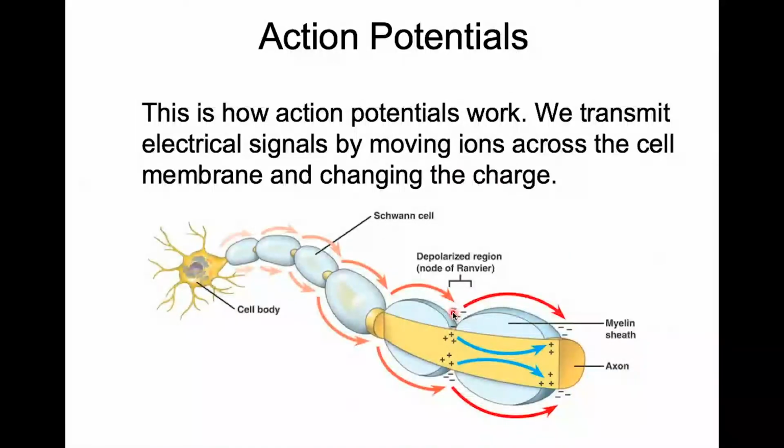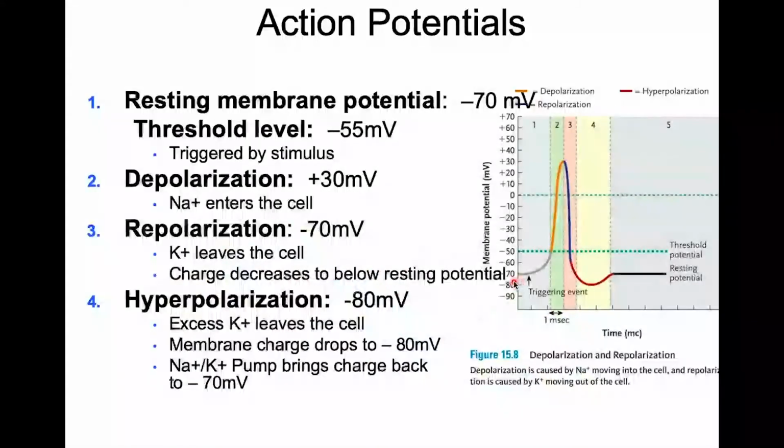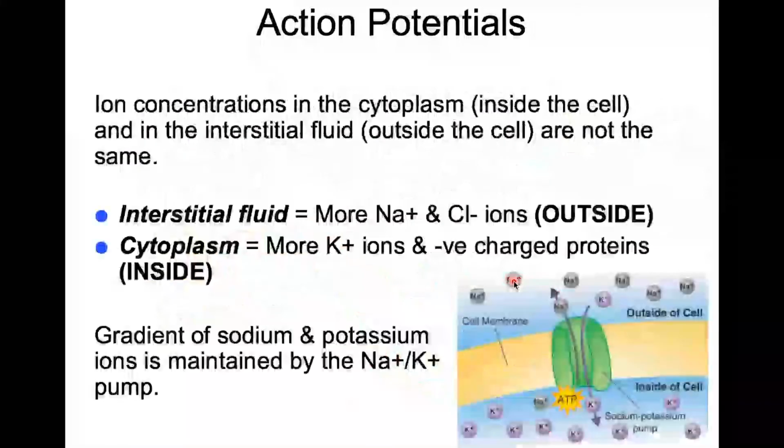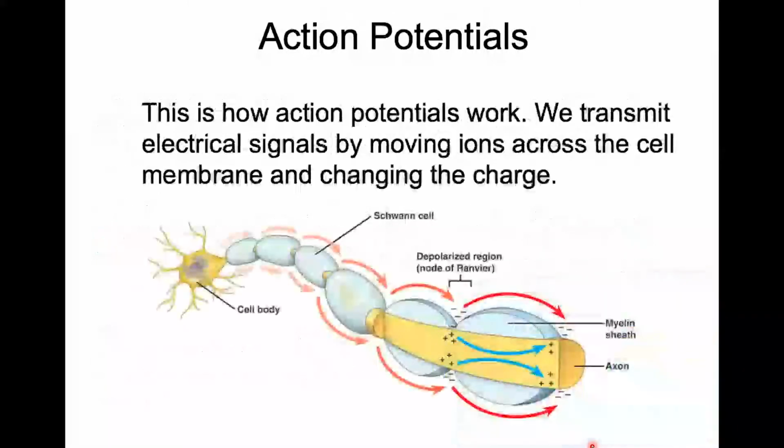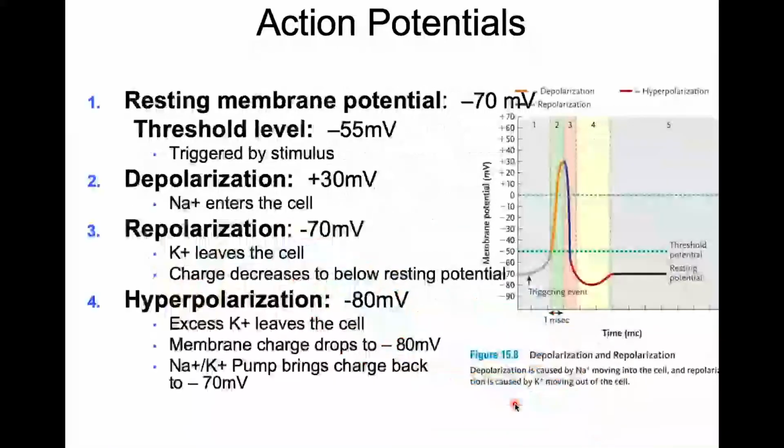At rest, you have an abundance of sodium outside the cell and you have an abundance of potassium inside the cell. Now, because you have also a number of negatively charged proteins inside the cell, that means that you are going to have an overall resting negative membrane potential. When the cell is at rest and the sodium potassium pump has done its job at making sure that there's an abundance of sodium outside the cell and an abundance of potassium inside the cell, the net is going to be a negative overall charge, okay, to the cell.